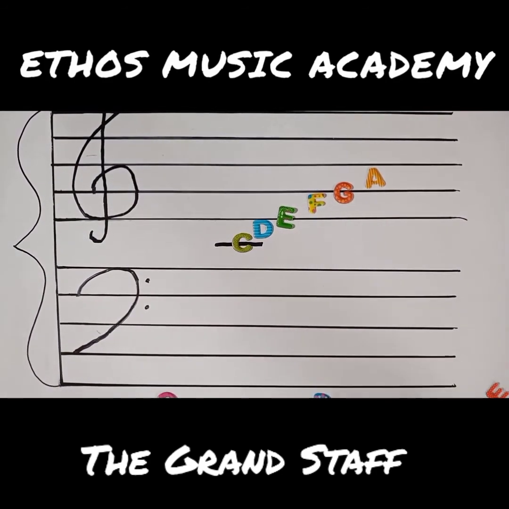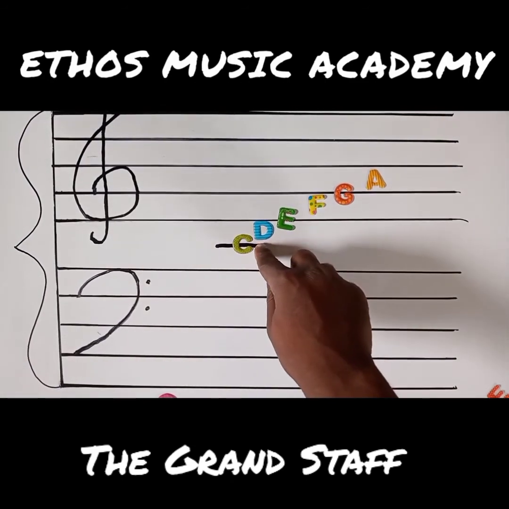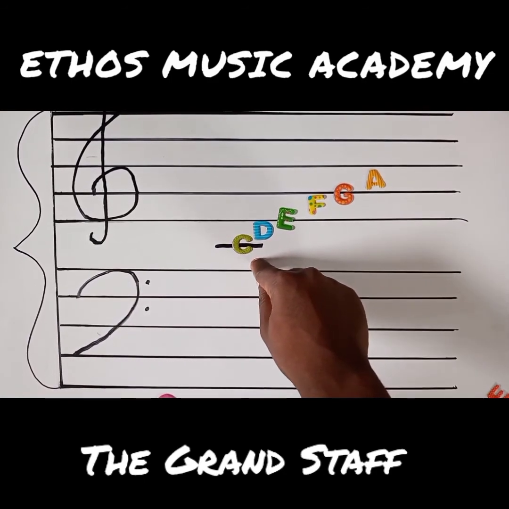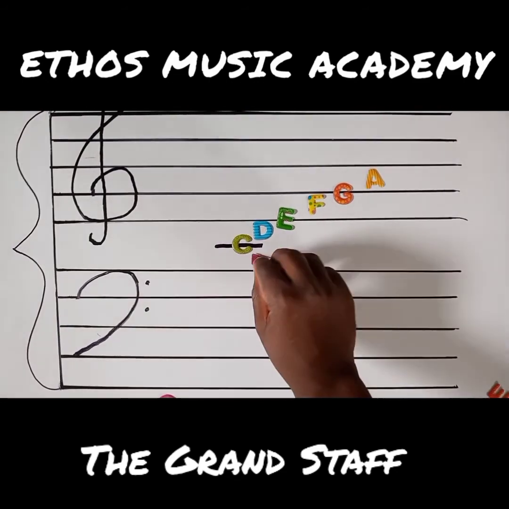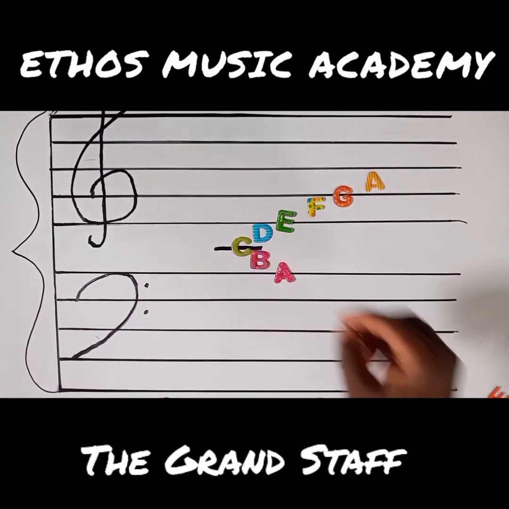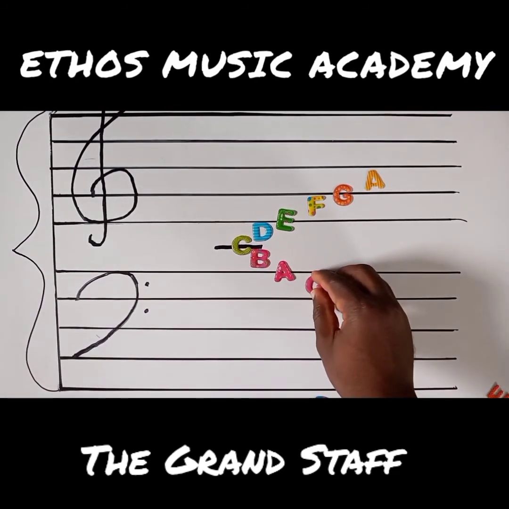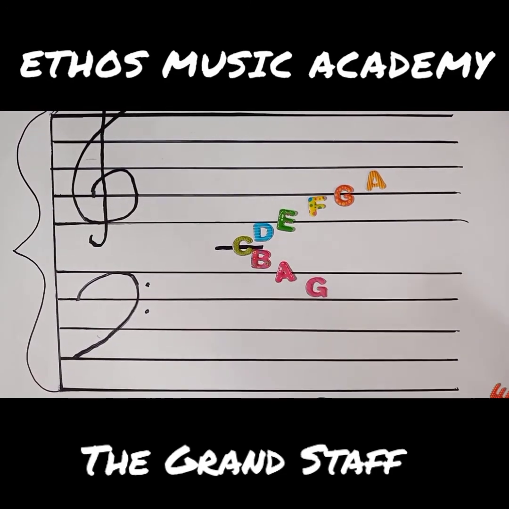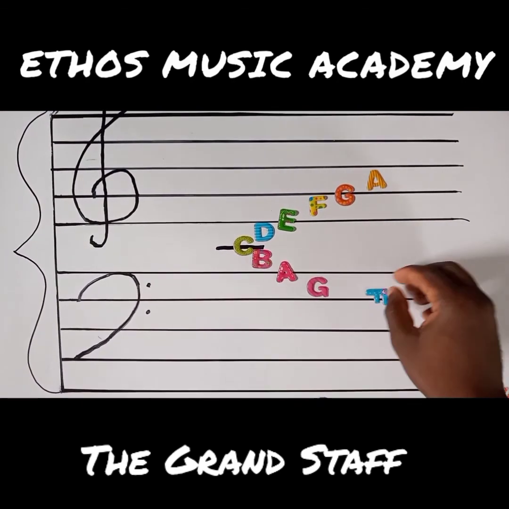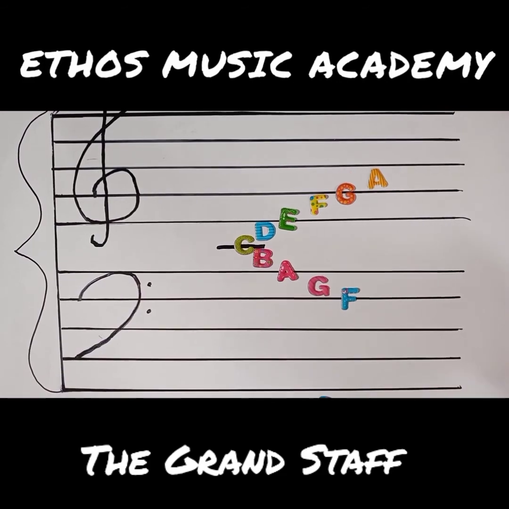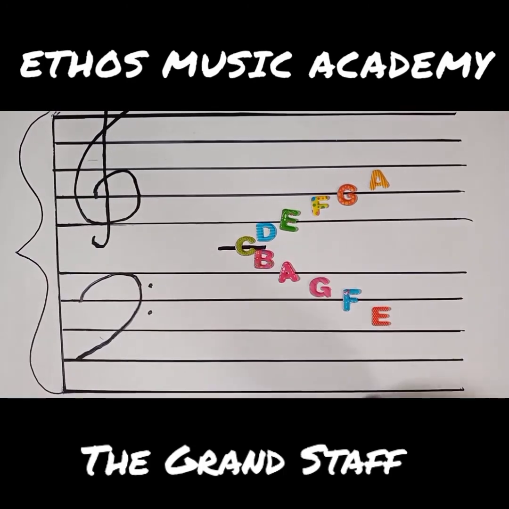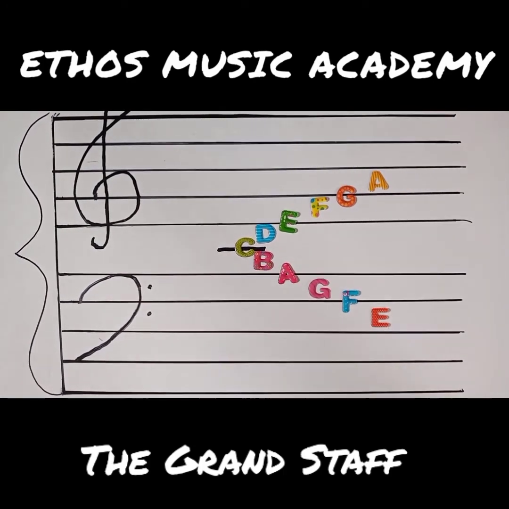The same thing happens for the middle C and the fifth line in the bass staff. Now notice the space in between the middle C and the fifth line. That space is your B space, and then the fifth line A, and then your fourth space G, and then your fourth line, of course, is F, and your third space is E. Okay, so here you have it, the grand staff and the letter names of the lines and spaces.